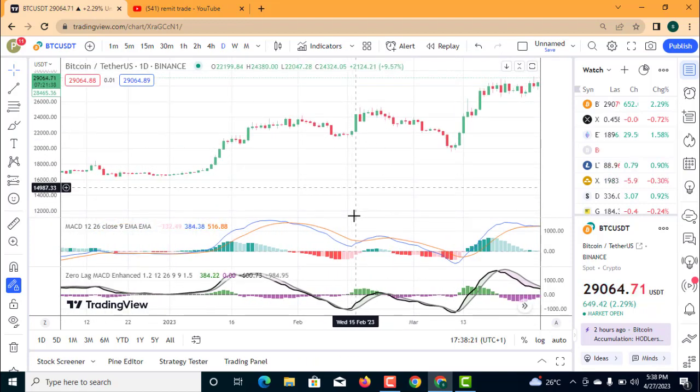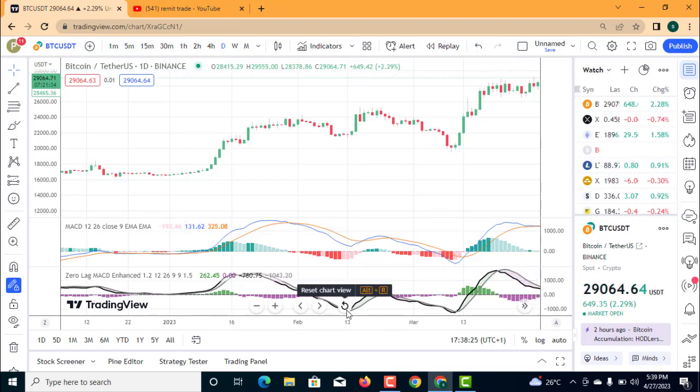If you look at this area as well, the same thing: you discover that the zero lag MACD already has a crossover between the MACD line and the signal line, and also the histogram has started forming on the positive side with green bars, while the normal MACD is still forming on the negative side with red bars.